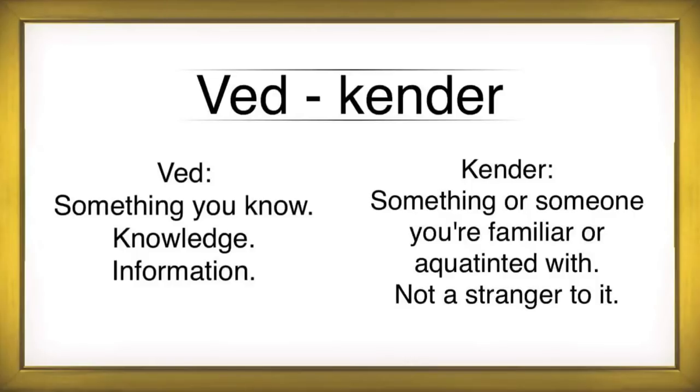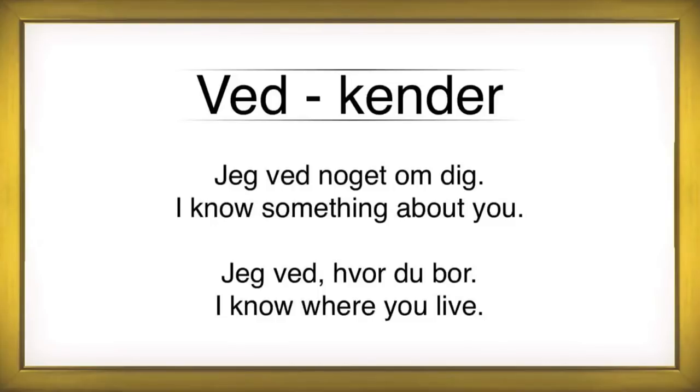I could say, jeg ved noget om dig. I know something about you. Right? Because that is something I know. Or you could say, jeg ved hvor du bor. I know where you live. Because that is information. Right? That is knowledge. So it seems pretty simple.